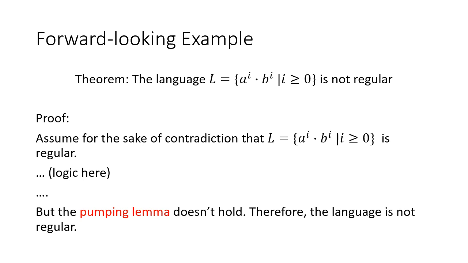A couple of things to point out here. So I said that we're going to say that the language is not regular, and we're going to assume, for the sake of contradiction, that it is regular. I always start out with proof. When I do proof by contradiction, I always write assume for the sake of contradiction. And sometimes I will do shorthand and say AFSOC. And actually, to be more thorough here, you should also say something like, and the pumping lemma holds.